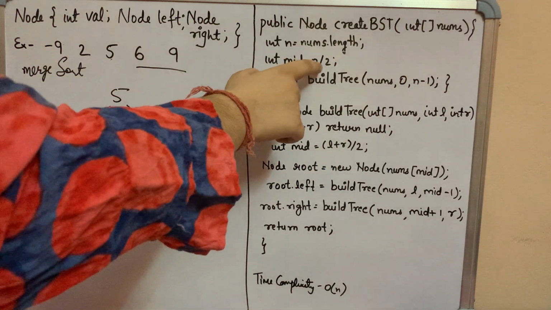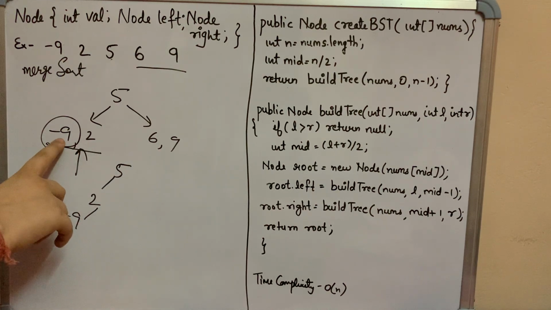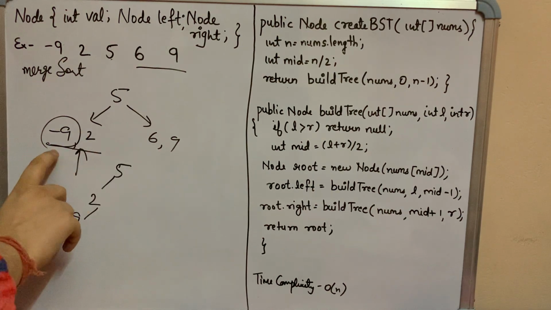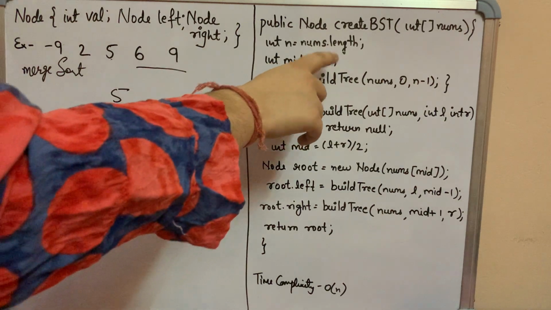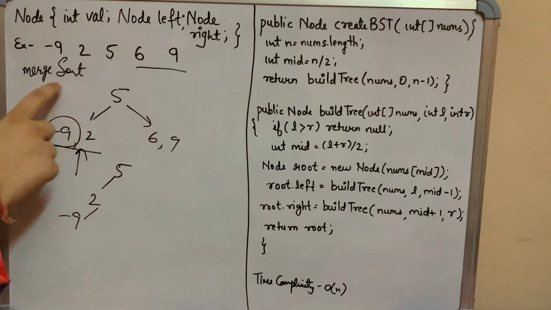So here what we are doing is mid equals n by 2. Directly you're just taking the elements and dividing by 2. You can do the calculation if it's an odd number or an even number, that's what I said here. This part, whether you will take minus 9 or 2, will completely depend on how you are dividing it. If you do n plus 1 by 2, then you will end up taking 2. If you do n by 2, you will end up taking minus 9.